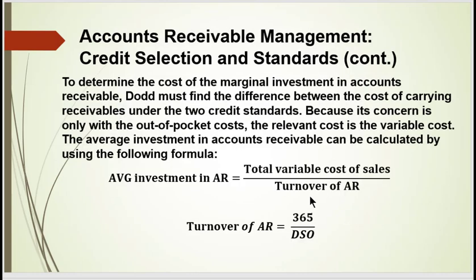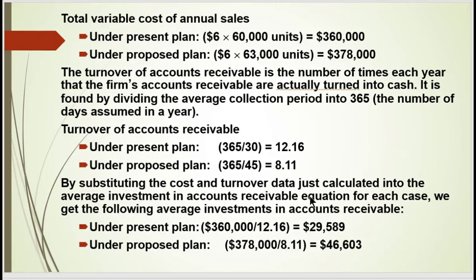Now we have to think about the costs. To find the cost, the first thing we have to understand is the average investment in accounts receivable and the turnover of accounts receivable. The average investment in accounts receivable is the total variable cost of sales divided by the turnover of accounts receivable, and that turnover is 365 days divided by days sales outstanding. So let's see how this works.